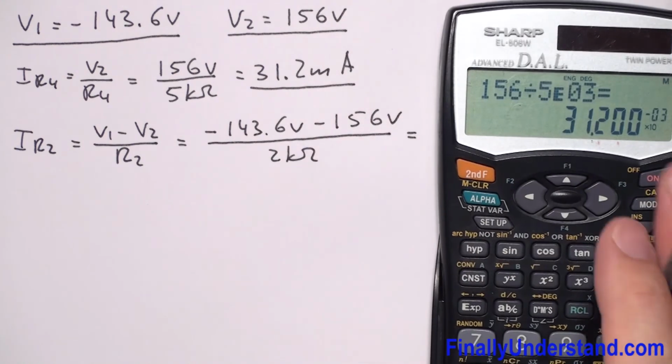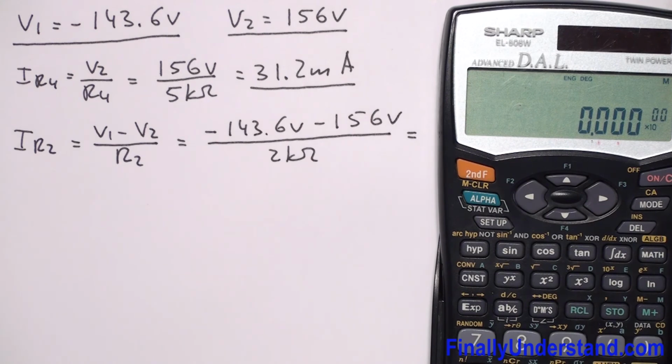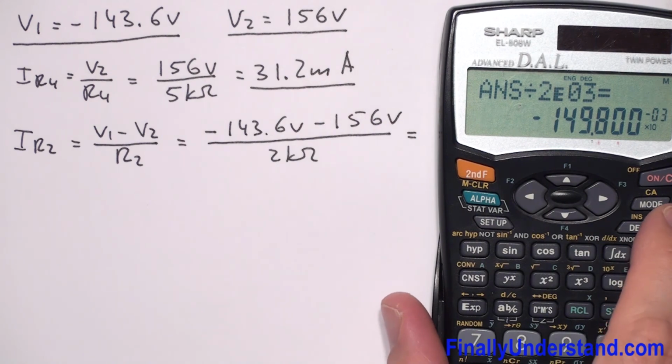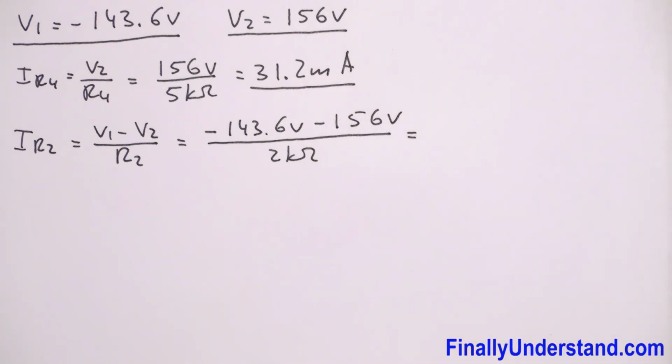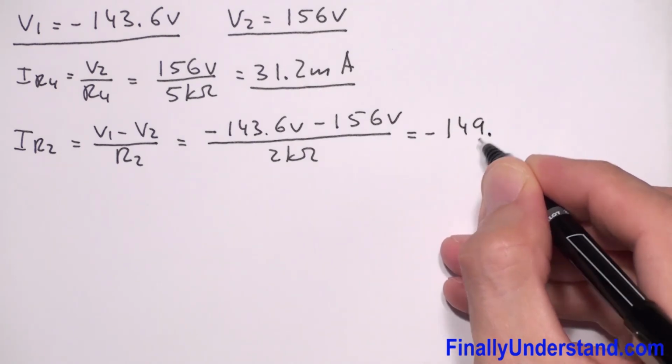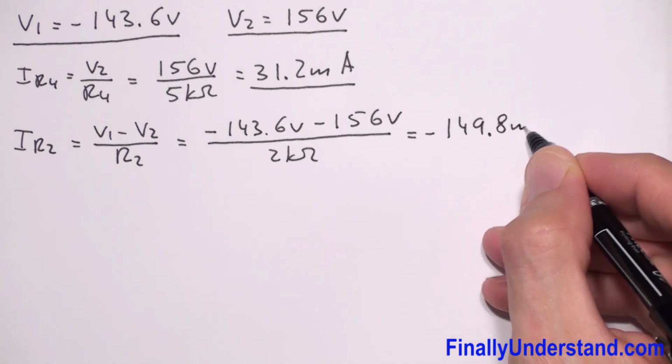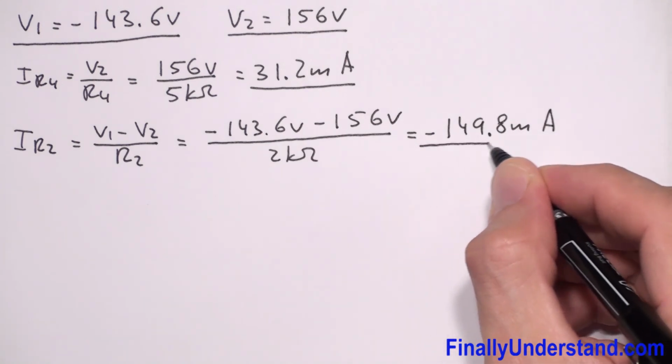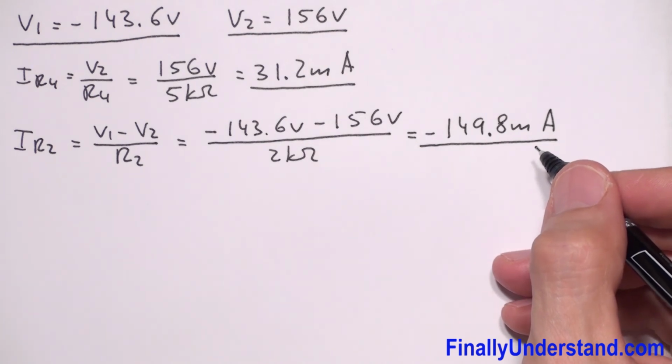This is equal to negative 143.6 minus 156 divided by 2 exponent 3. This is equal to negative 149.8 milliamps. So this is equal to negative 149.8 milliamps.